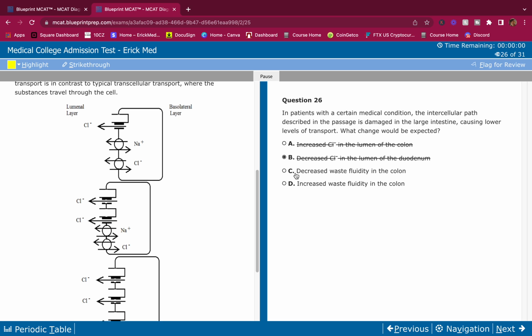Decreased waste fluidity in the colon. Okay. If we don't have chlorine in the lumen, we're not going to have water follow it. So we're going to have a lower amount of water here in the lumen. The large intestine is made up of the cecum, colon, and rectum, okay? The colon is after the cecum. So if we don't have water in the lumen, we're not going to have water in the colon. So we're going to have a decreased amount of water there. So answer is C. D, increase, no. We're not going to have an increased waste fluidity in the colon. We're going to have a decrease.